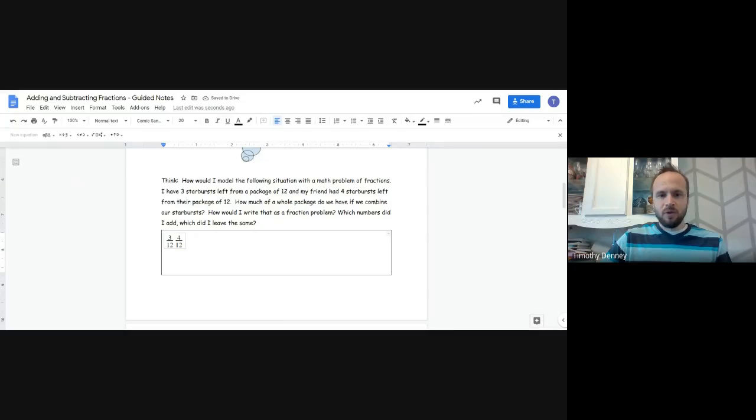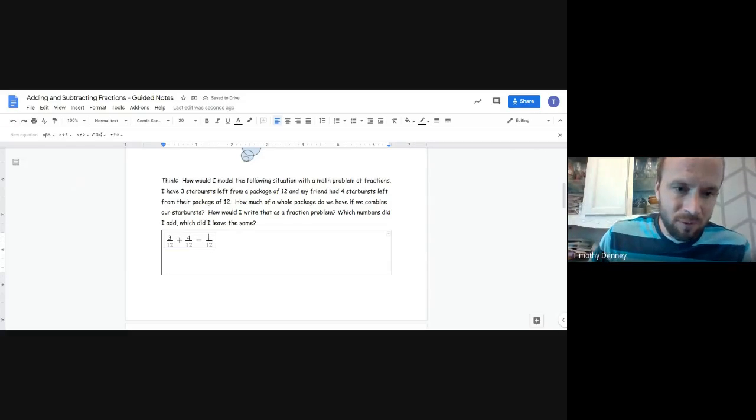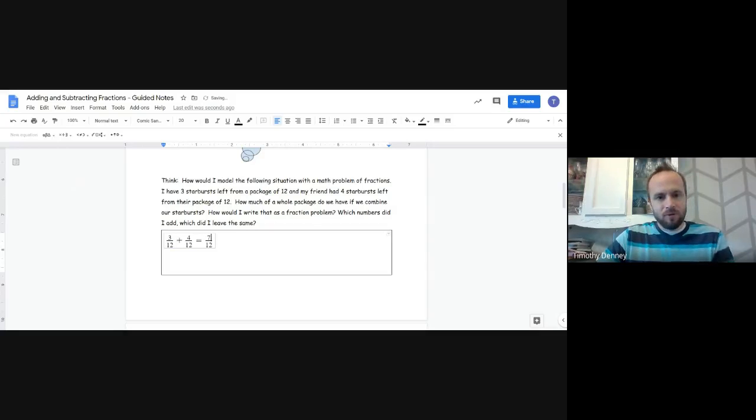What am I going to do with these two? Well, combine. That's a keyword for adding. Also, I told you down here which numbers I add. So we're going to add. When I add these two, I'm asking myself how much of a whole package I have left. So I'm still talking about 12 parts to make a whole, and I've got this 3 and the 4 to add. So I have 7 parts, if I'm considering how much of a package I have left if I combine the two, and that's a little over half.